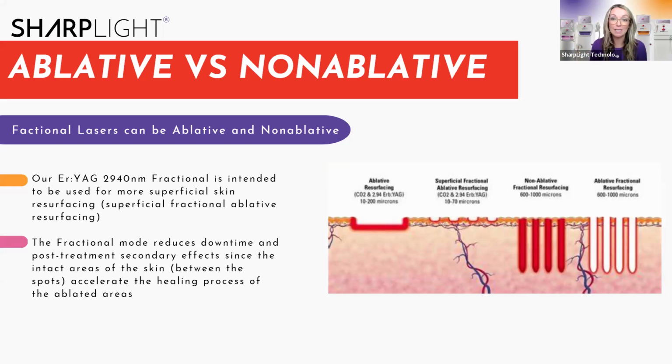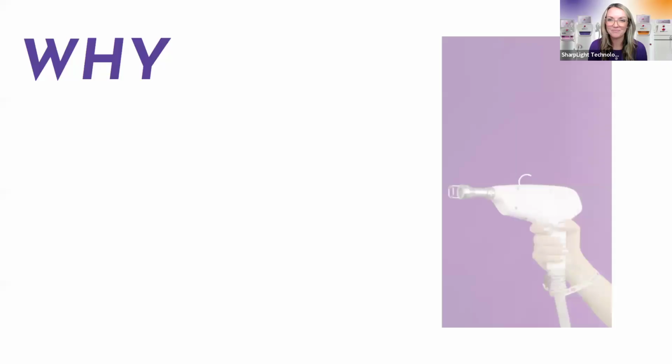We're going to go through the whole list of indications today as well. And the key here is that it's with less downtime than the more traditional ablative techniques, because you have surrounding tissue that's allowing for a speedier recovery. Choosing between ablative and non-ablative treatments depends on the specific skin concerns, desired results, and the downtime tolerance of the patient. So at SharpLight, we use the erbium YAG 2940 nanometer for our fractional skin resurfacing because of its many advantages. Let's look at what those are.